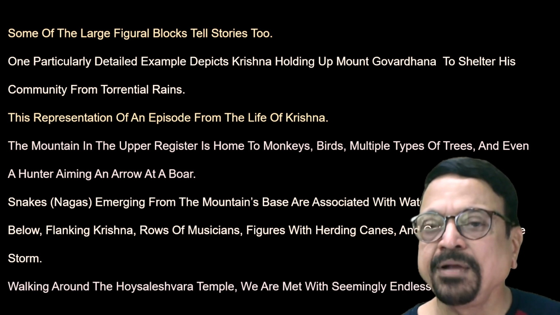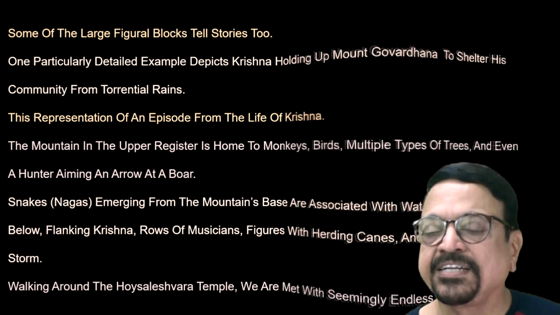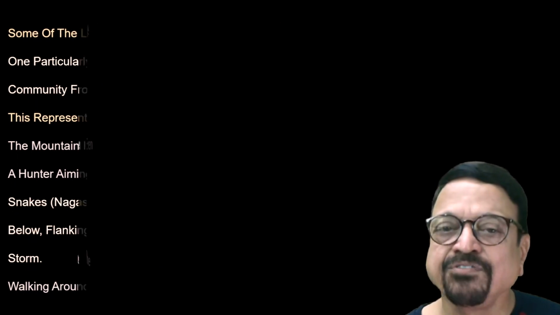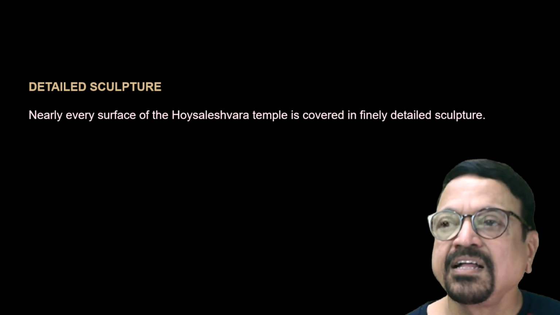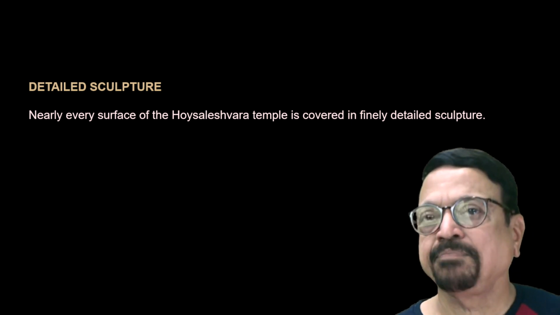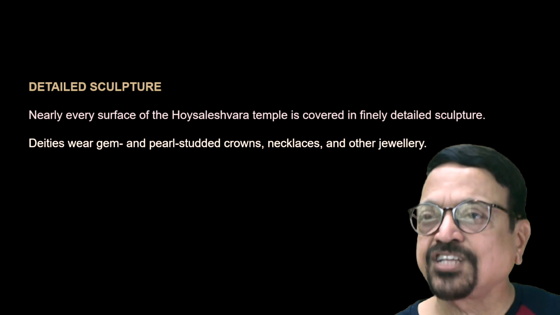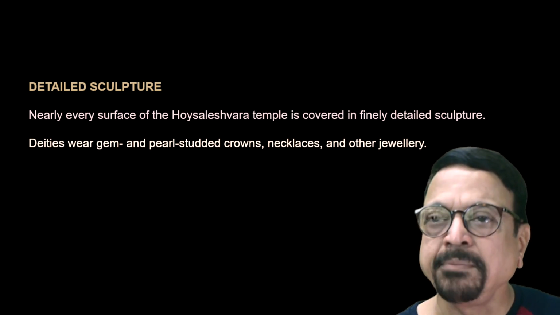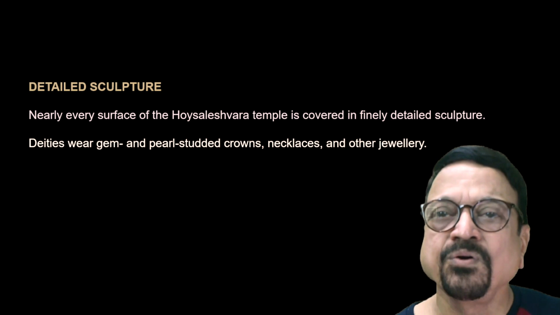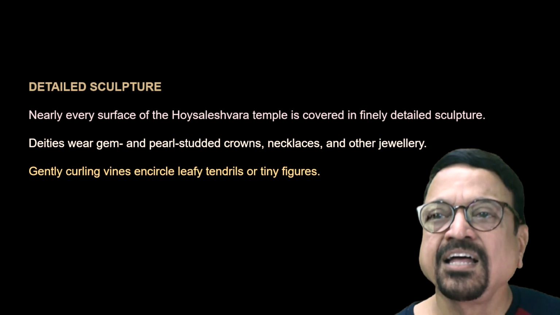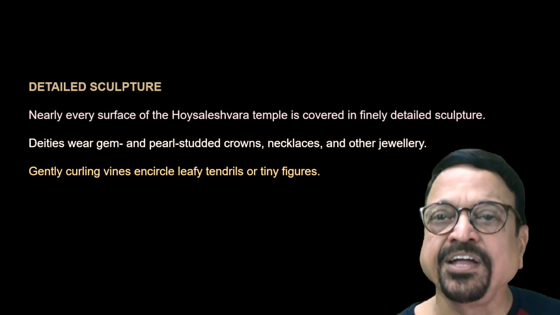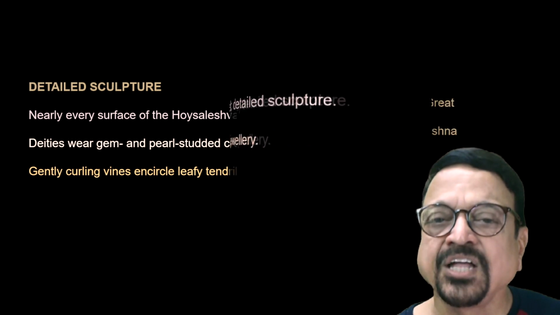Then walking around the Hoysala temple, you will meet many different deities, different scenes, and different types of architecture. Now, a simple thing like an elephant, there are thousands of elephants carved there, but they are different. Nearly every surface of the Hoysala temple is covered in finely detailed sculpture. Deities wearing gems and pearls, studded necklaces and other jewelry, curled vines, leafy tendrils and tiny fingers. So every detail is shown.